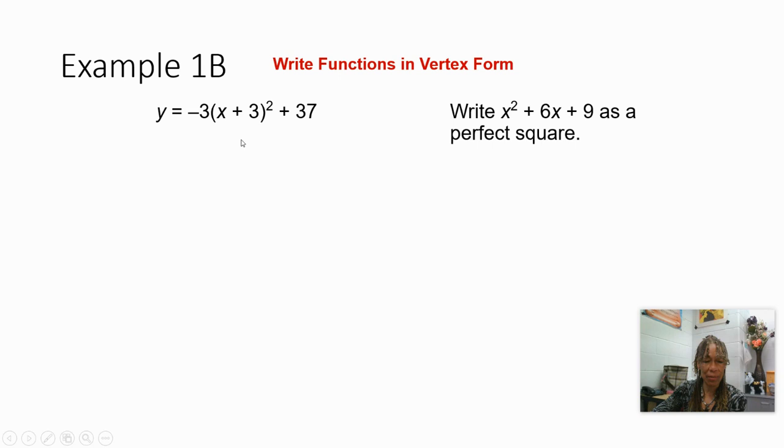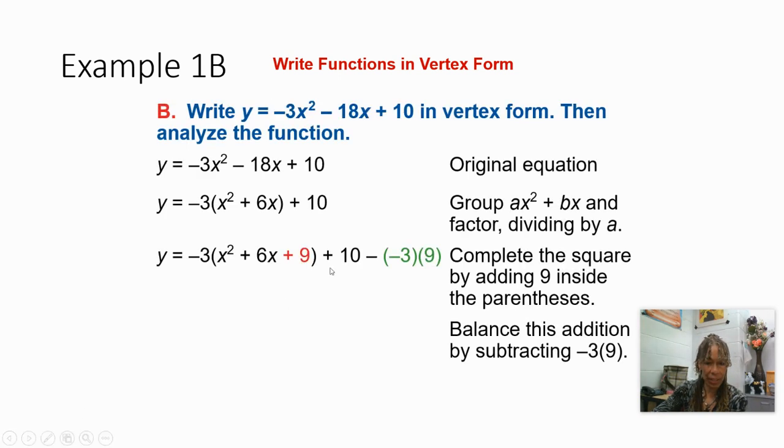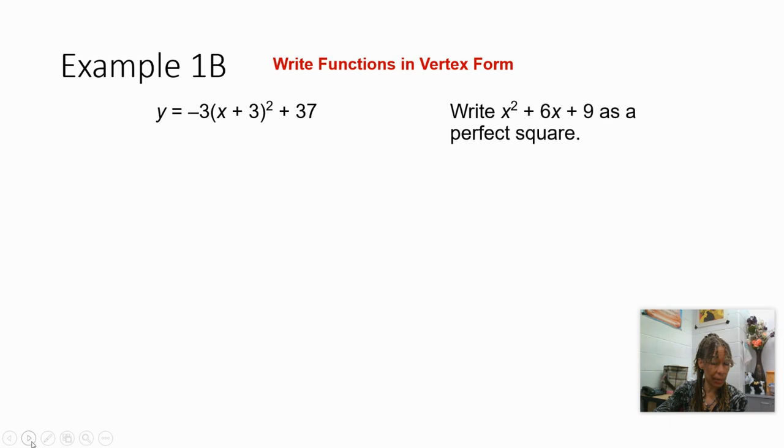So now I should have this, because if you look carefully, we've got that 10 minus negative 27, which is 10 plus 27, which is 37. And we've got this, which is going to be my x plus 3, quantity squared, because that's what I made it out to be, with the negative 3 on the outside. So now, believe it or not, you're done. It's in vertex form. Okay, so that's the first one.